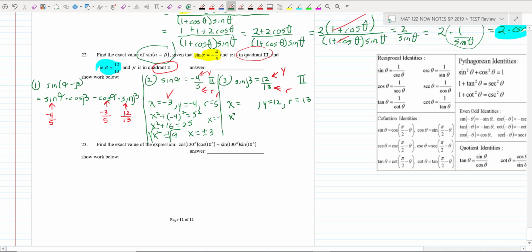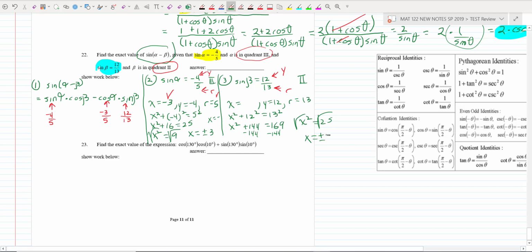So we'll have x squared plus y squared equals r squared. So that's x squared plus 144 equals 169. You can subtract 144 from both sides. So that would give x squared equals 25. Square root both sides, you get x equals plus minus square root of 25, which is 5.